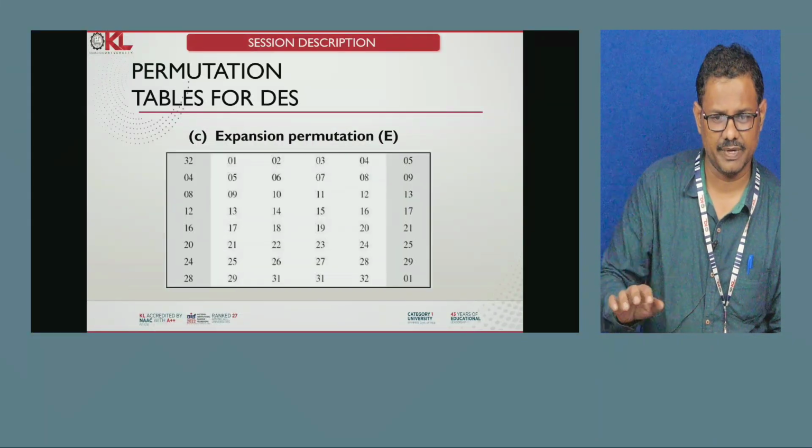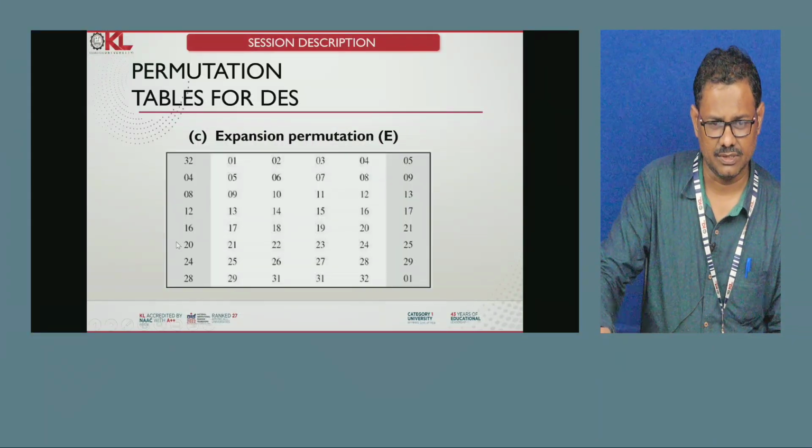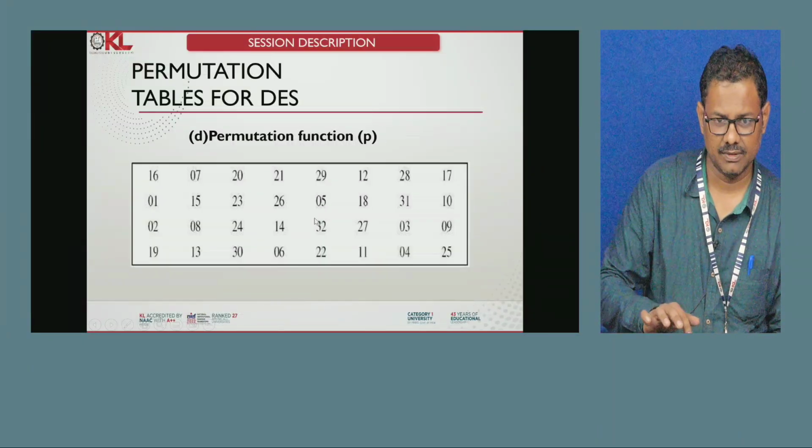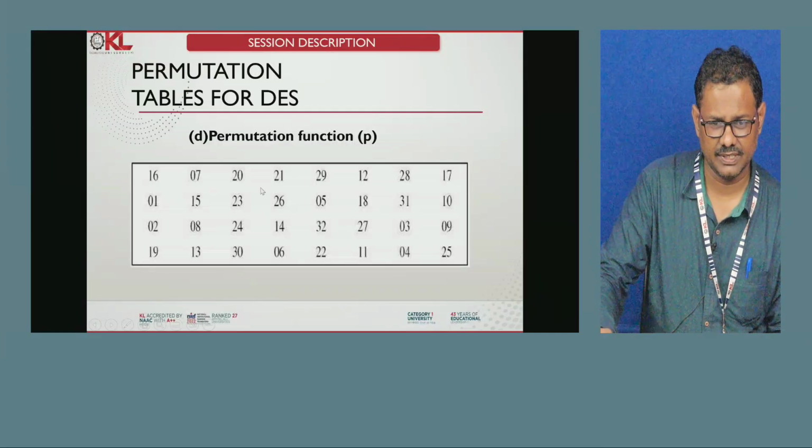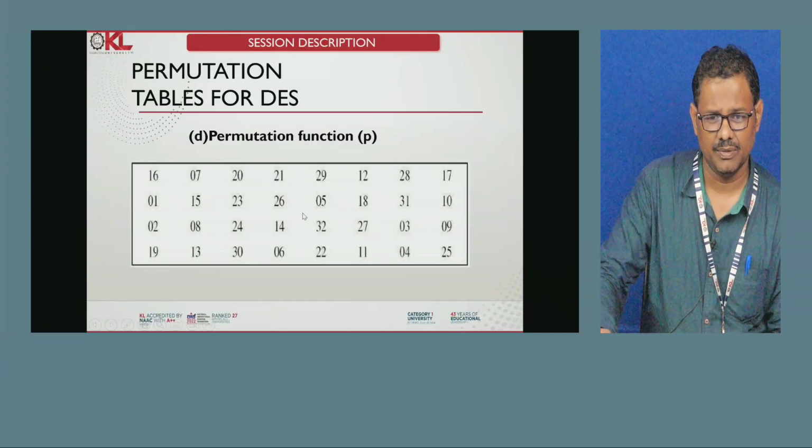Next one, this is the expansion permutation E. Here 16 bits are repeated from the 32 bits of the plain text, so only 32 are available as input. Then the permutation function P: here also we are giving 32 bits, numbered 1, 2, 3, 4, 5, 6, 7, 8 and so on. We are just rearranging the bits only. There is no loss of data for this permutation function.